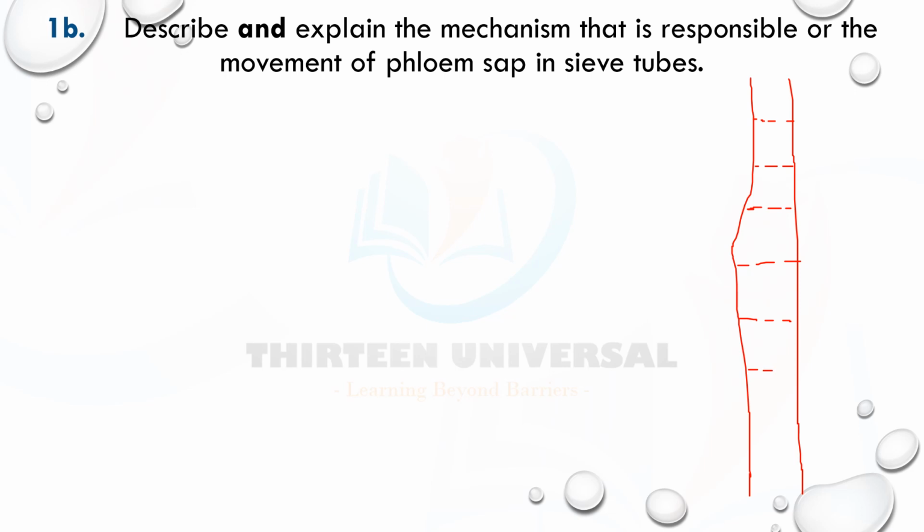Don't forget that, let's assume that this is the sink. Of course, let's start from the source. This is the source. This is the companion cell. The companion cell helps in loading of sucrose. This is the source cell, the mesophyll source cell. This is the companion cell, let me call it CC.